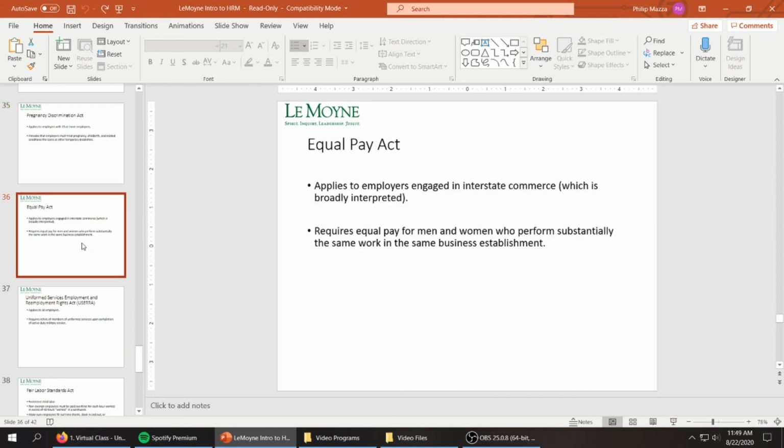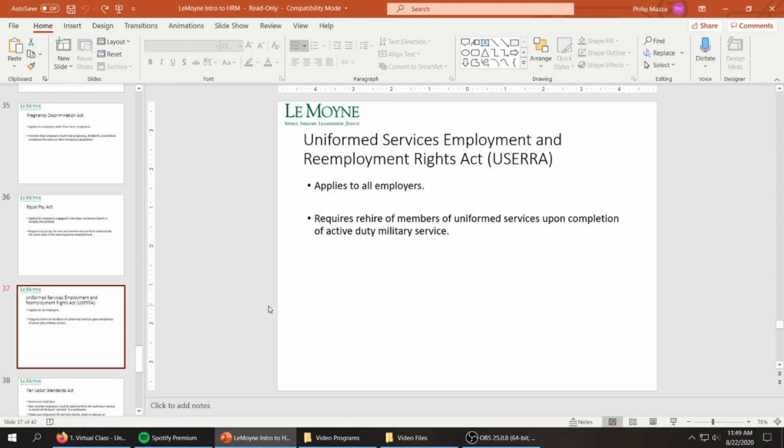Equal Pay Act, very critical, and very critical from an HRIS standpoint, because the HR professional is always having to look at wages, how people are paid, and compare that to the position the person holds against other individuals and the other individual's gender, age, and ethnic background. USERRA, which applies to all employers, and that's specific to uniformed services.